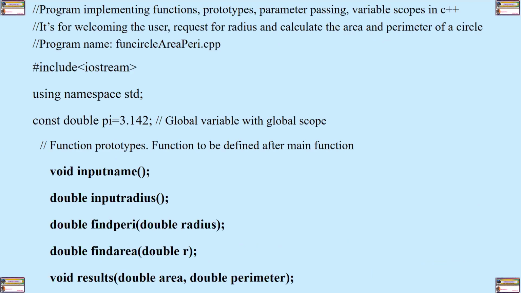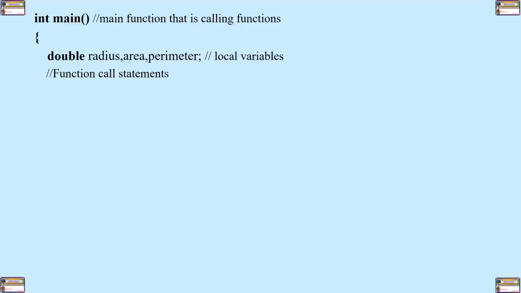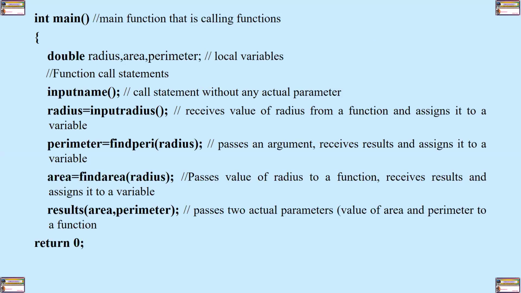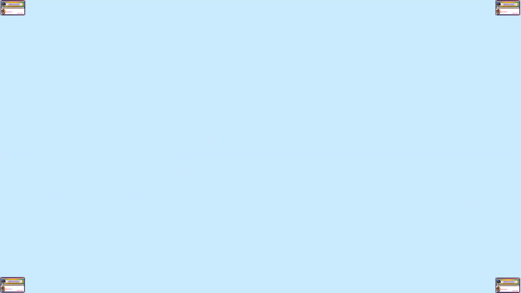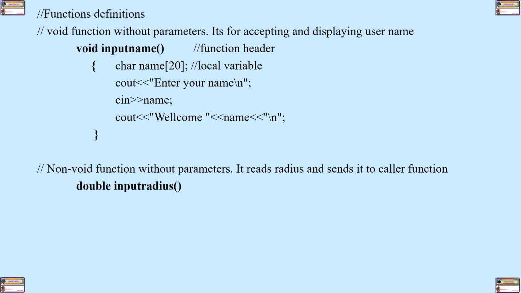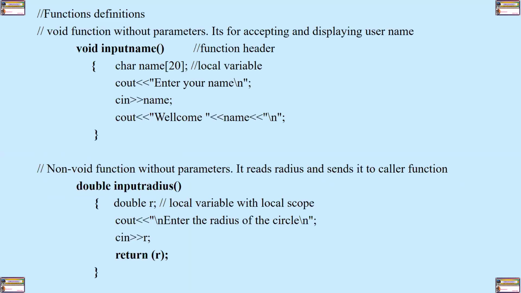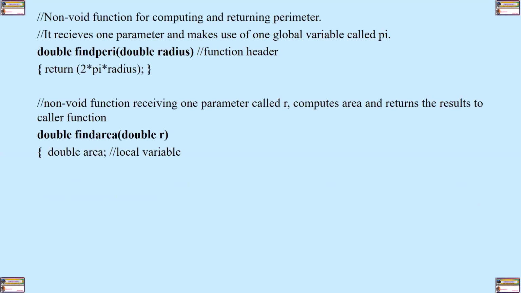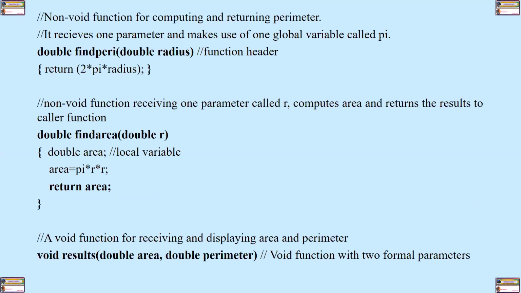So we have the hash include iostream. Then here are the prototypes. After the prototypes, we have the main function, and the main function's work is purely to invoke various functions. Then after the main function, we now define our functions. So these are our functions that we have defined.